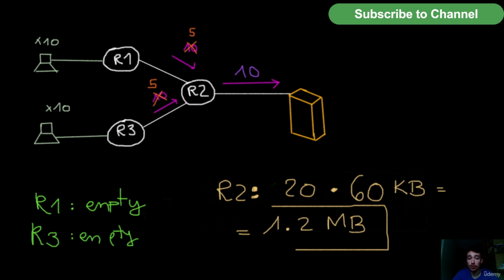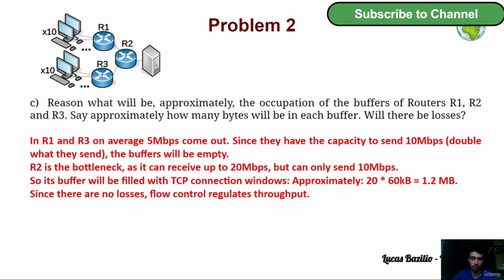Now, finally, on the question of whether there will be losses, of course, there will be no losses. Remember, on assumption 6, the acknowledgements transmitted by the server are never lost and reach the PCs immediately. So therefore, if there are no losses, the flow control is going to be the one that will regulate the throughput. Right, so here we can see the solution to this question.